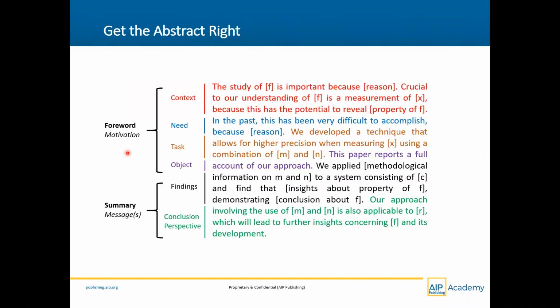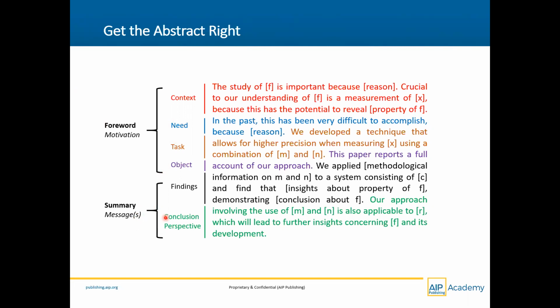So here's a general way that we can break up a paper, or an abstract in a paper, but I have an example that we can focus more specifically on. But remember, each abstract contains 4 main parts: the context, need, task, and object, as well as a summary, which is broken into the findings, conclusion, and perspective.